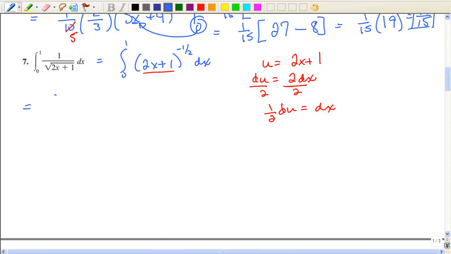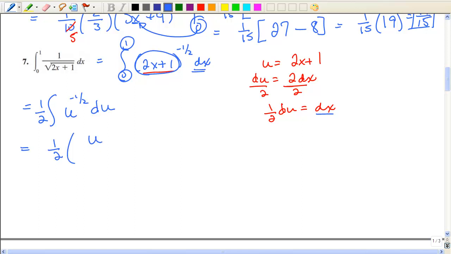So as I rewrite this, I'm going to, again, not worry about those limits because I'm going to just work in terms of u. I've got u to the negative 1/2, that's this part. Now dx equals 1/2 du. So let's integrate that, keeping that constant, adding 1 to the exponent, and then multiplying by the reciprocal of that, and that would be plus c if it's indefinite.